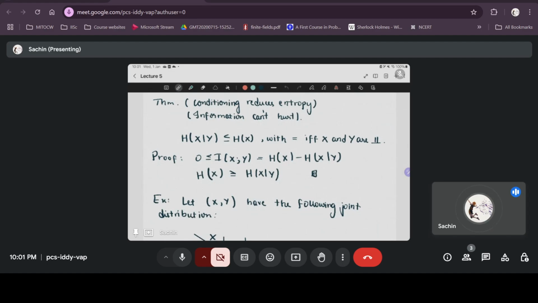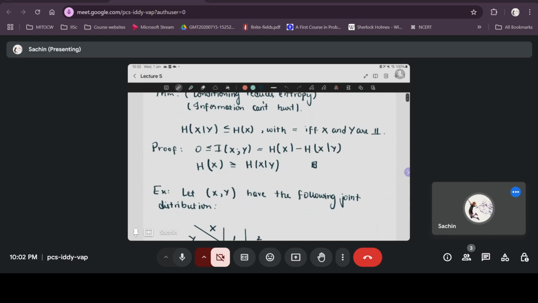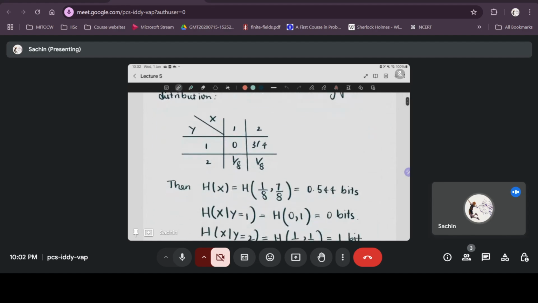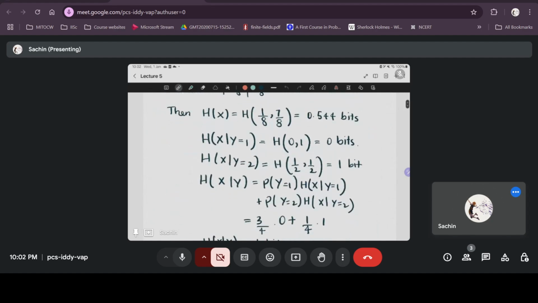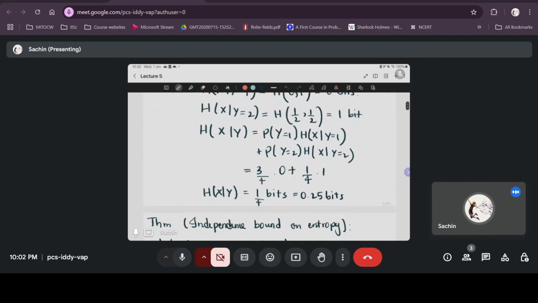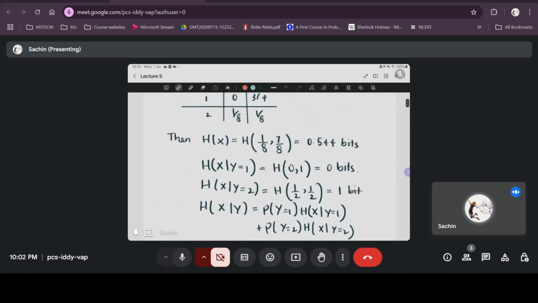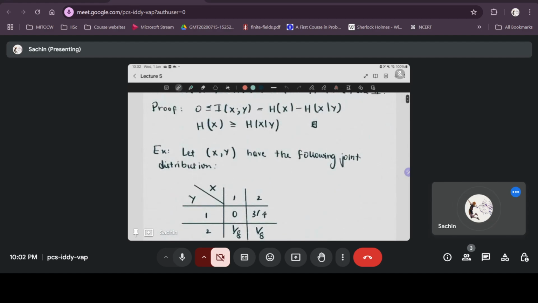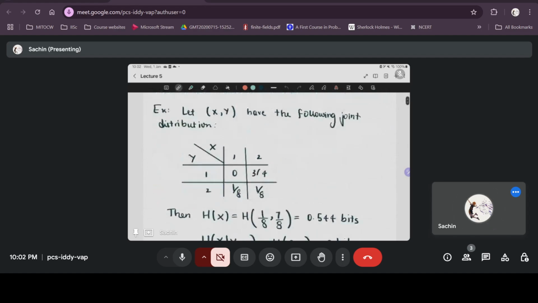Okay, first thing we saw is the theorem that says that conditioning reduces entropy. That is, H of X given Y is less than or equal to H of X, with equality if and only if X and Y are independent. And we saw an example to calculate H of X given Y. And we also showed that H of X given Y is less than or equal to H of X.